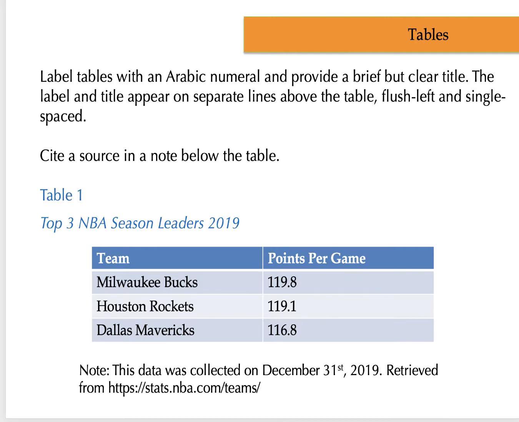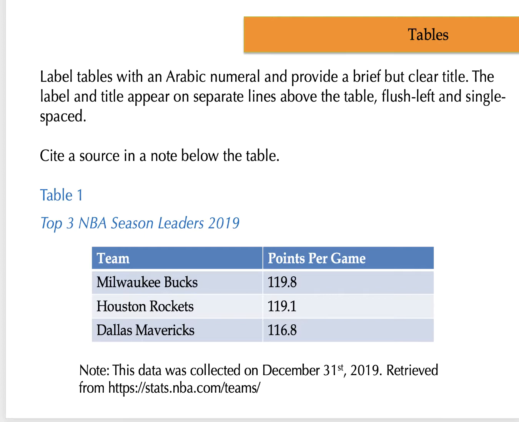It's in italics, it's flush left, and it's single spaced as well, so we don't leave gaps between that line and the table. And then we put in the actual table. That's the third step. And the fourth step is the citation of the source below the table in the form of a note. You can see the example right there.